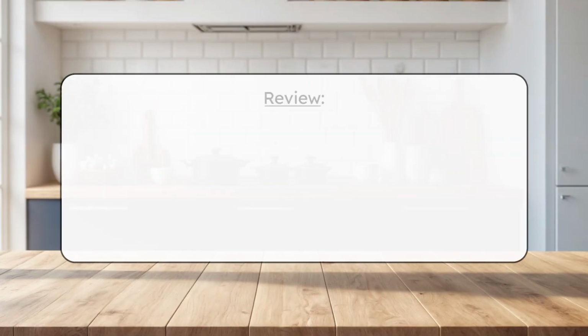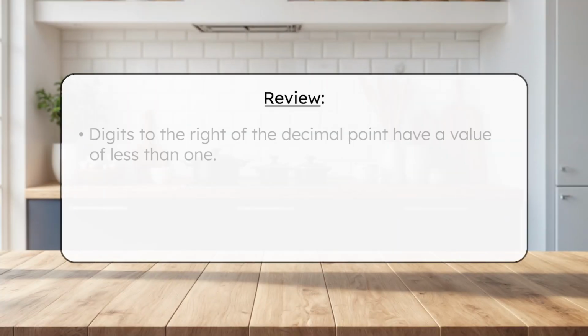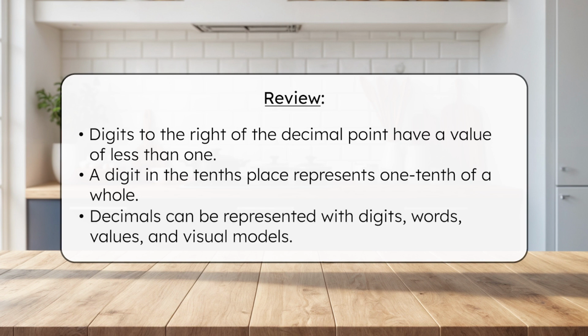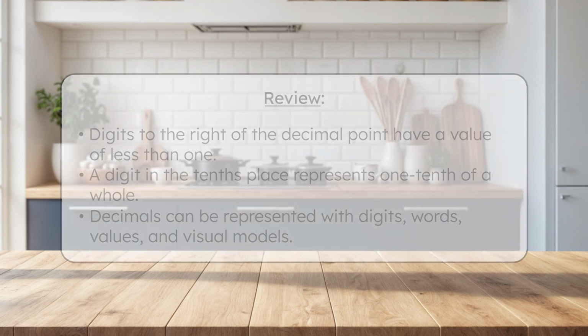Awesome work today, bakers. So what have we learned today, besides the fact that every place matters when working with decimals? Well, now you know that when working with decimals, all digits to the right of the decimal point have a value of less than 1. A digit in the tenths place represents 1/10 of a whole. Decimals can be represented with digits, words, values, and visual models.